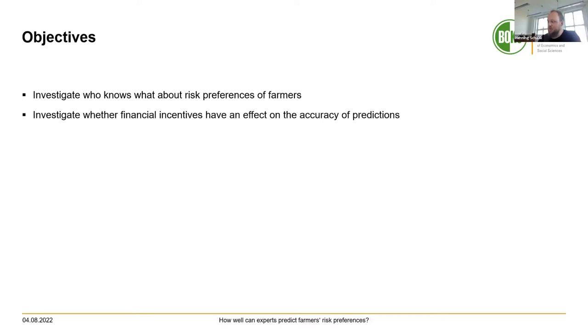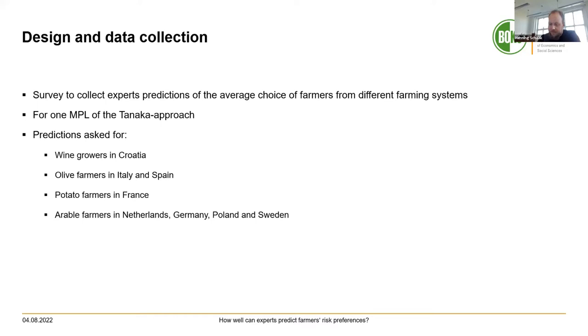So we collected expert predictions on the average choice of farmers in different farming systems, not all, but only 8 of the systems in the replication survey paper, for one of the multiple price lists of the Tanaka approach. So we didn't ask to predict preference parameters, but the choice behavior in the multiple price lists. And we asked for predictions for wine growers in Croatia, olive farmers in Italy and Spain, potato farmers from France, and arable farmers from the Netherlands, Germany, Poland, and Sweden.